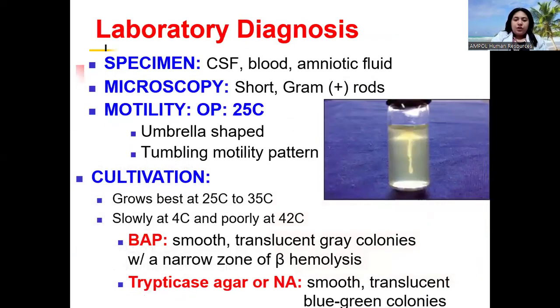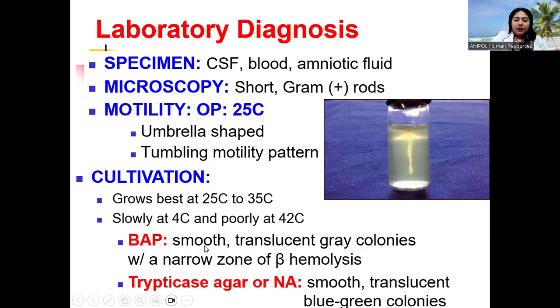For cultivation, CSF, because it causes meningitis, blood, and amniotic fluid in early onset listeriosis. Microscopy: you see gram-positive rods. Motility: the optimum temperature for motility of your Listeria is 25 degrees. So there is tumbling motility in microscopy and an umbrella shape pattern in semi-solid agar. You can see it looks like an umbrella, di ba? Cultivation is best at 25 degrees Celsius. They grow slowly at 4 degrees and poorly at 42.